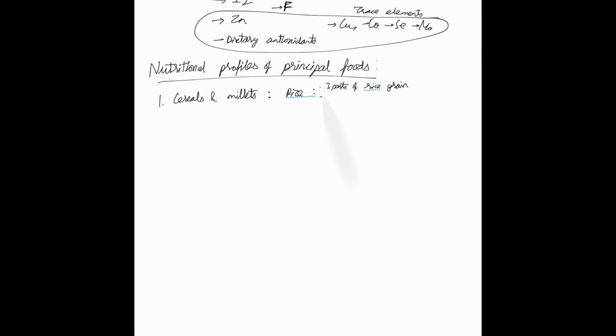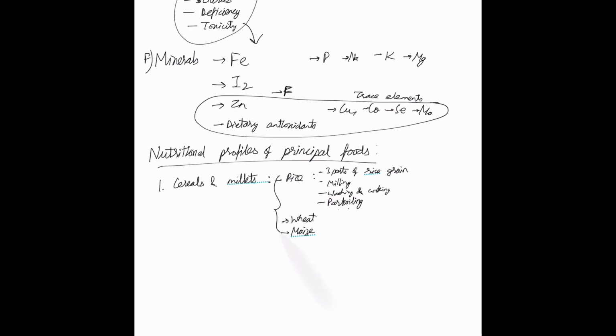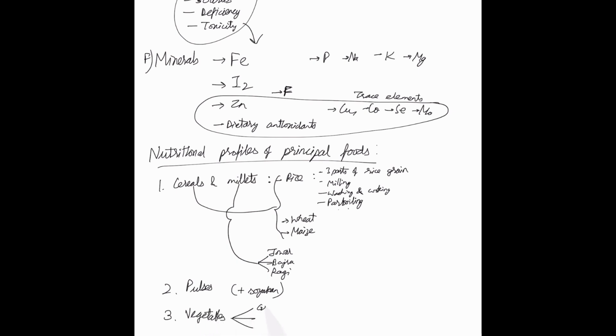And then we move on to nutritional profiles of principal foods. So firstly, we have cereals and millets. Cereals can be rice, wheat, and maize. So under rice, we need to know the three parts of the rice grain, and what are the effects of milling, washing, cooking and parboiling on the quality of rice. And for millets, the most prominent millets in our country are jowar, bajra, and ragi.